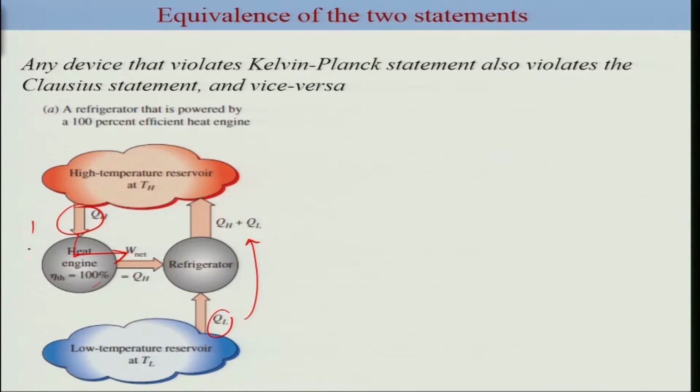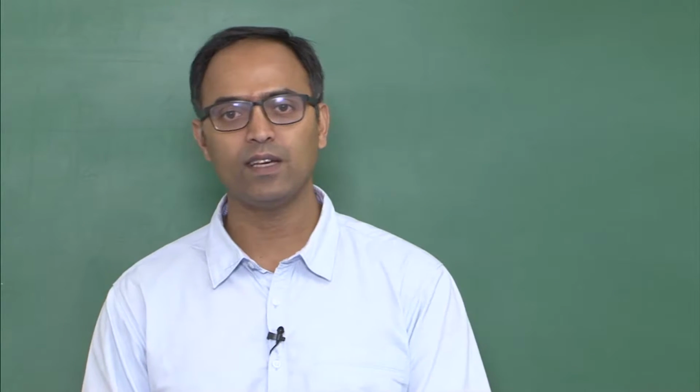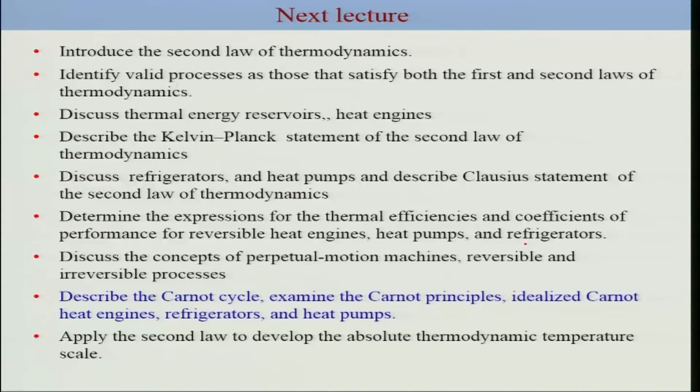We can consider this collectively and put this together, and since QH is the same as QH, this will cancel out. So effectively one can describe this device in this form. What it means here is that there is no external work required to transfer heat from a low temperature reservoir to a high temperature reservoir, and this is the equivalent refrigerator, which violates the Clausius statement. Thus if one particular statement is violated, the other statement would get violated as well, and vice versa. That would be the end of this particular lecture.